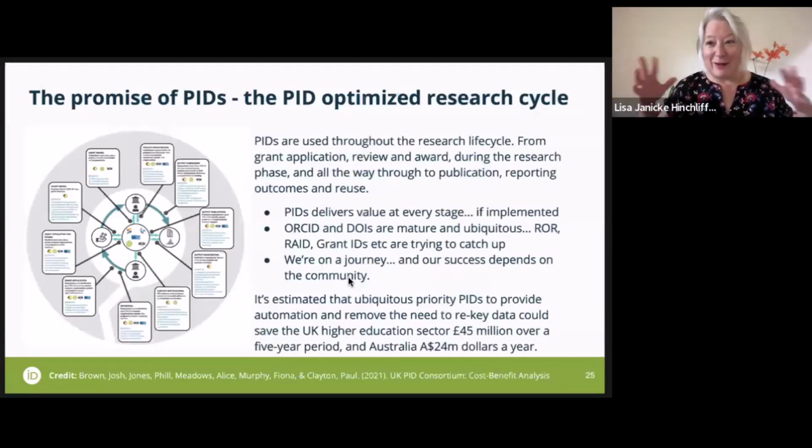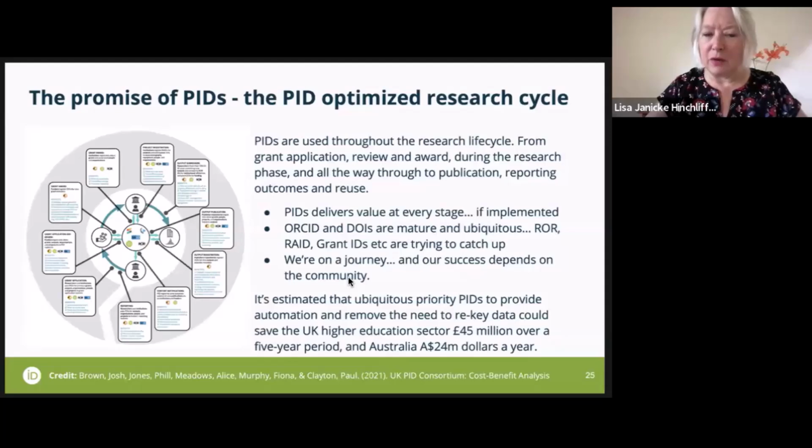So the promise of all of the PIDs, not just ORCID, is a PID optimized research cycle, where PIDs are used throughout the research lifecycle from grant application, review, award, during the research phase, all the way through publication, reporting of outcomes, and reuse. So PIDs deliver value at every stage if they're implemented. And so we are really working on scaling implementation. ORCIDs and DOIs are very mature and ubiquitous in our systems. ROR, RAID, and grant IDs are still working to catch up. So, we're on a journey here.